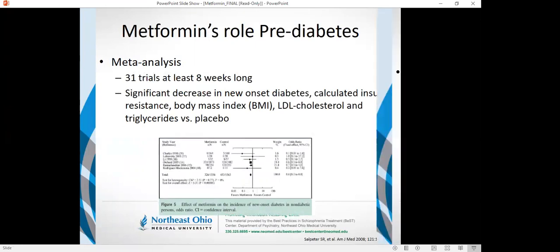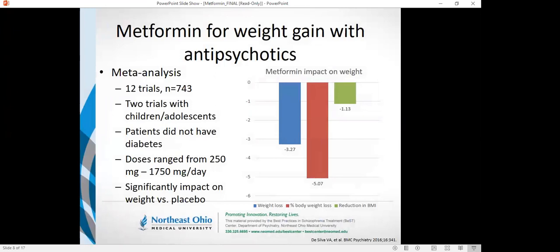One of the areas you're much more likely to see metformin being used is the treatment of weight gain with antipsychotic medications. So this is a meta-analysis that was done and published in 2016. There were 12 trials. The duration of the trials ranged from 12 weeks to 24 weeks. There were a total of 743 patients.